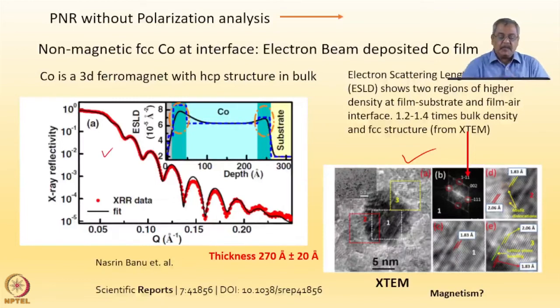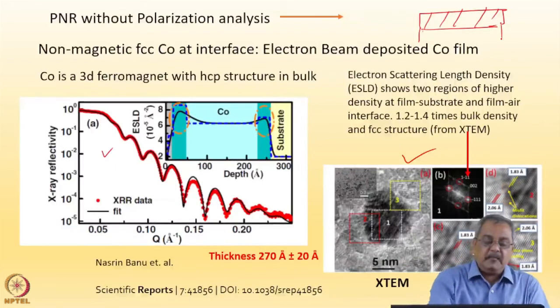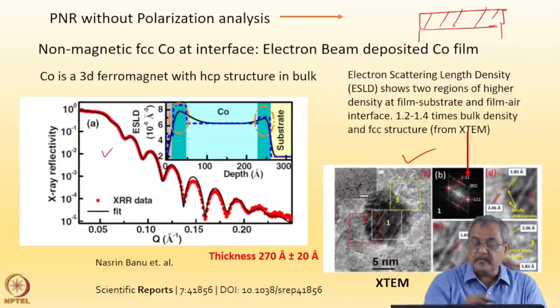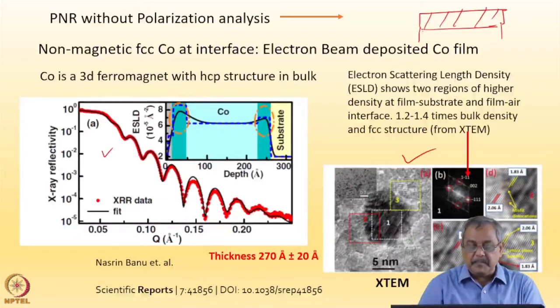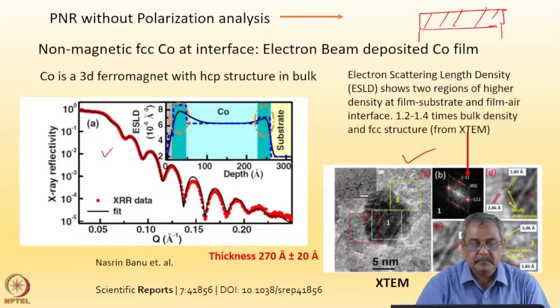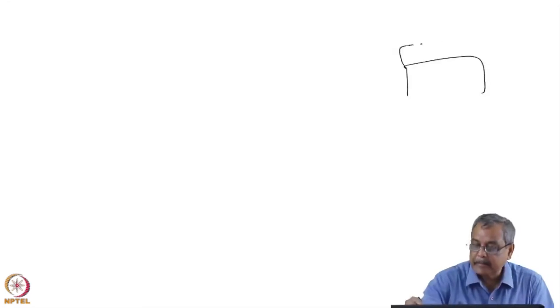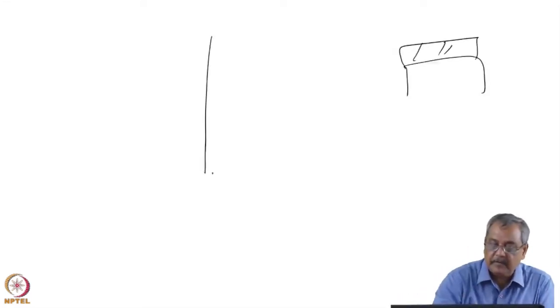Here from the XRR data we calculate, and you can see the Kiessig oscillations. These Kiessig oscillations are coming because of the thickness of the film, as I am harping again and again. The fit to the data gives me the physical density profile and gives us a signature of something which needs to be probed further. What are those signatures? One, if you look at the density profile that I have fitted for the cobalt film, what I would expect for a single film is somewhat like this.